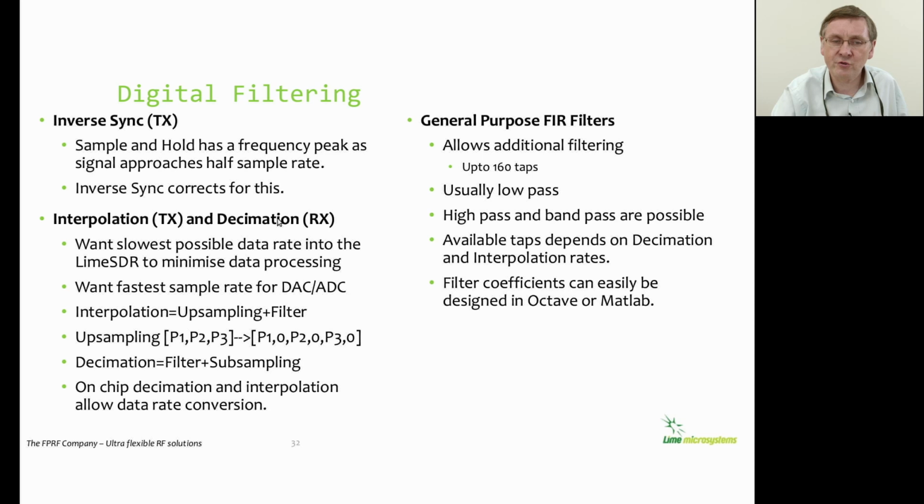Quite often we want to transmit at a rate that's slower than the actual final ADC and DAC clock rates. So we use a technique called interpolation and decimation. Basically this is a combination of upsampling and filtering. So for example, you take a sequence of points and you insert zeros in between them and then filter, and this gives us the upsampled frequency response. And likewise we can do the same with the receive path, filtering and then subsampling.